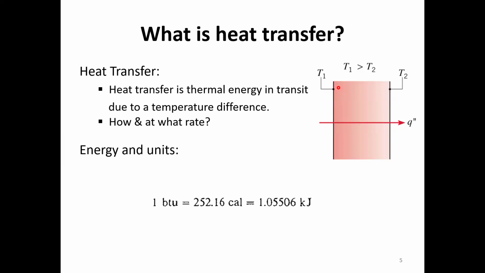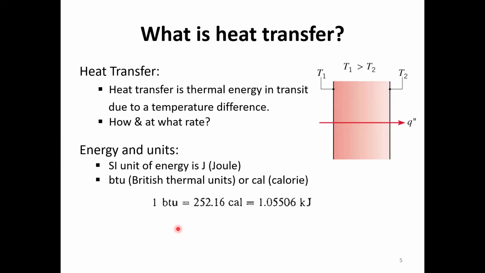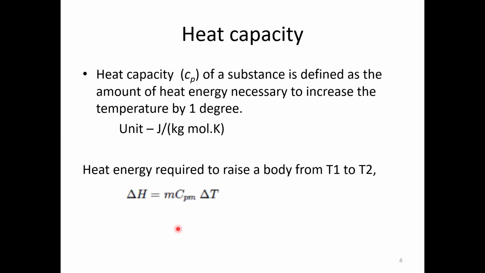So the unit for energy is joules. The SI unit for energy is joules, and we also use calories, and the energy conversion between calories, BTU, British thermal units, and joules is shown over here, right? I think these things you should have learned in your previous classes as well. Like I mentioned, the SI unit for energy is joule, and there are other units as well, British thermal units or calories too.